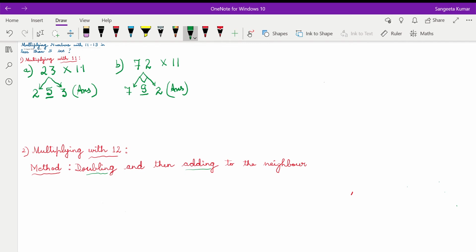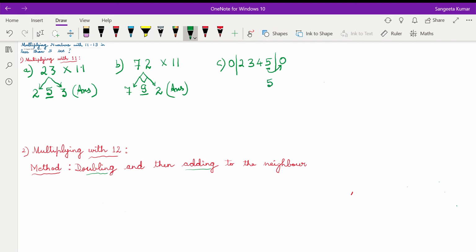Let me explain this with another example. Suppose we have a number 2345. We put two strokes, one on either side of the given number, and on both sides we put a 0. Now the rule is adding to the neighbor on the right. So we start with 5. We add 5 to its neighbor 0. So 5 plus 0 is 5.